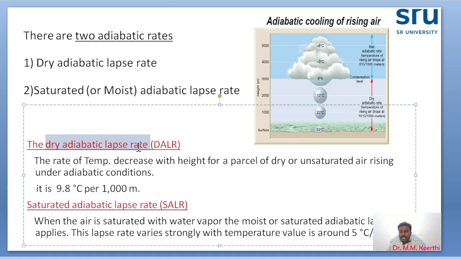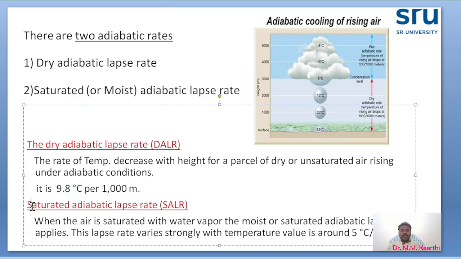The dry adiabatic lapse rate is the rate of temperature decrease with the height of a parcel of dry or unsaturated air rising under adiabatic conditions. So the dry adiabatic lapse rate means the rate at which temperature decreases with the height of a parcel of dry, unsaturated air. The temperature decrease is called the dry adiabatic lapse rate. What is the value of the dry adiabatic lapse rate? It is 9.8 degrees Celsius per kilometer.